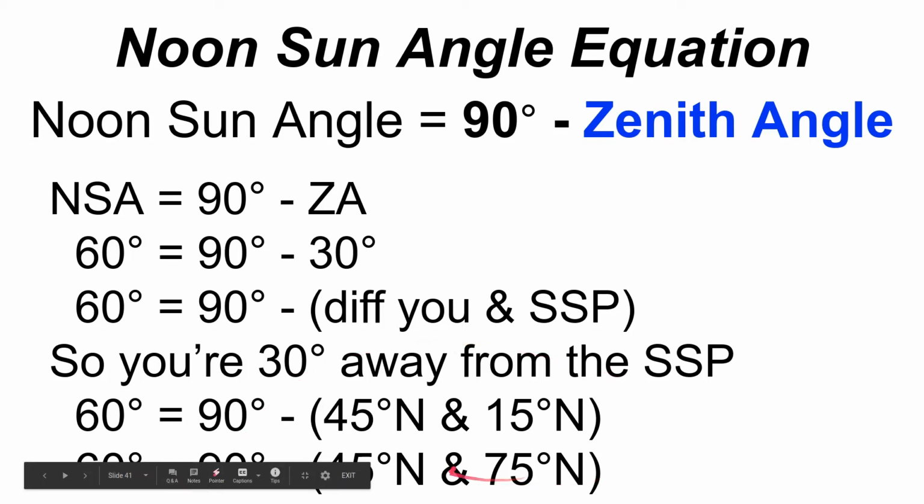Give me my pointer back. So the difference between 45 north and 75 north is 30 degrees. So that's another solution, except that the subsolar point is never farther north than 23.5 degrees. So the only solution for this problem would be that the subsolar point has to be at 15 degrees north. So I'm not going to give you problems like that. That would just be way too difficult, because there's an easier way of doing this.